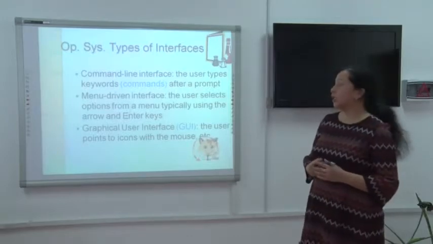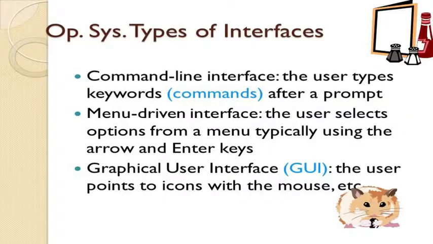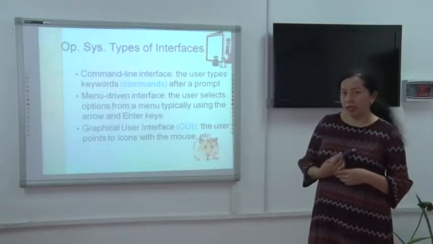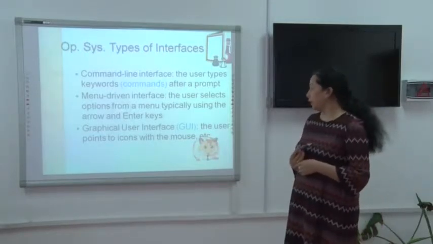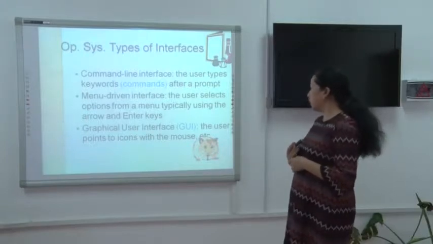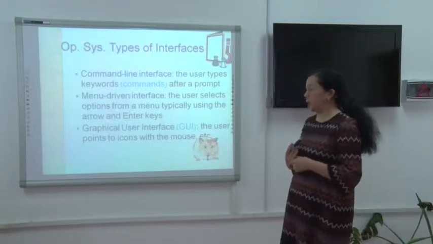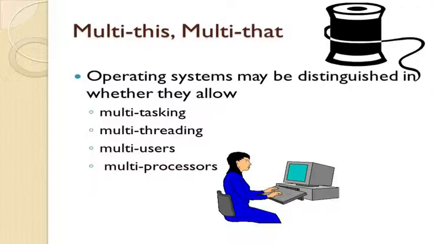Operating systems: types of interface. Command line interface: the user types on the keyboard after a prompt. Menu-driven interface: the user selects items from a menu, typically using the arrow and enter keys. Graphical user interface: the user points to icons with the mouse.